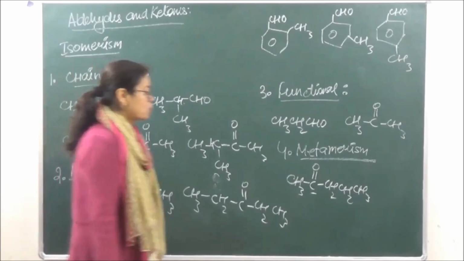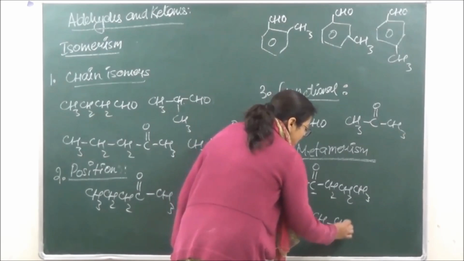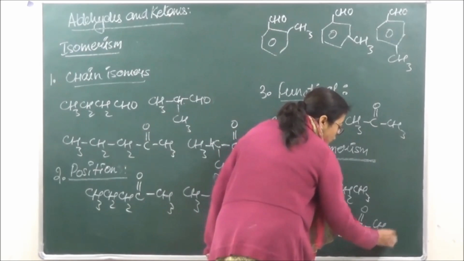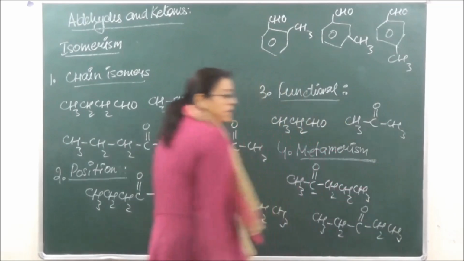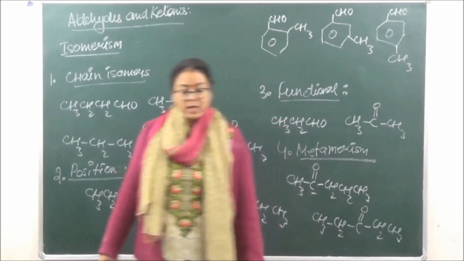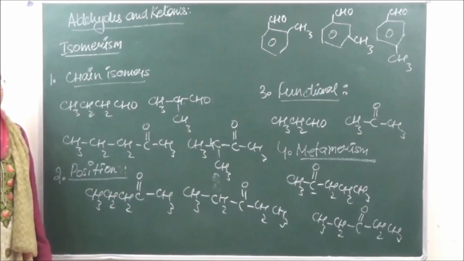अब इसका अगर आइसोमर बनेगा, that is going to be CH3, CH2, C double bond O, CH2, CH3. This is going to be the metamer. Now over here you can see कि कीटो के इस साइड 2 कार्बन एटम्स हैं और उस साइड भी 2 कार्बन एटम्स हैं. So these are said to be metamers.